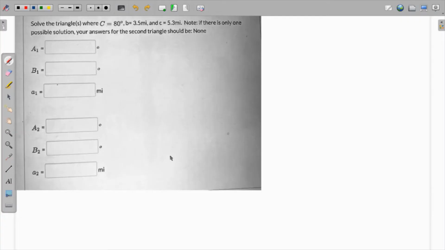We need to solve for this particular triangle where angle C, side B, and side C are given, and let's do that. It's always a good idea to draw a rough sketch of the triangle just to get an idea of what is given and what is not. So this is vertex A, this is vertex B, this is vertex C. Then angle C is going to be 80 degrees. Side C, which is opposite to angle C, is 5.3 miles, and side B is opposite to angle B, which is 3.5. I'm not bothered about the units anyway.